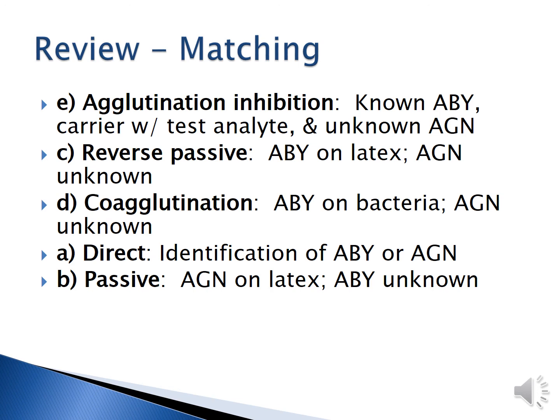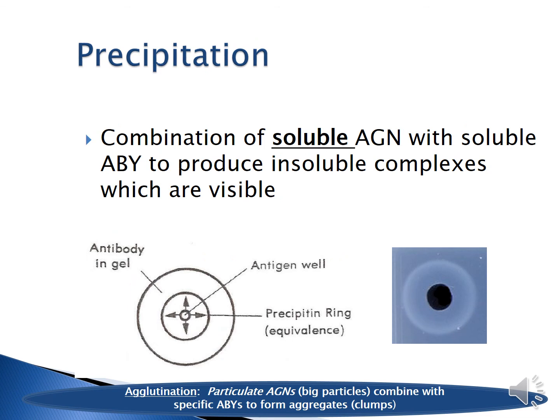Identification of antibody or antigen. That would be direct agglutination. And antigen on latex and antibody unknown. This would be passive agglutination. So now let's take a look at precipitation. So what is the difference between precipitation and agglutination?